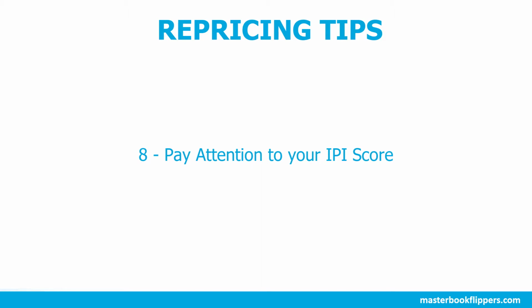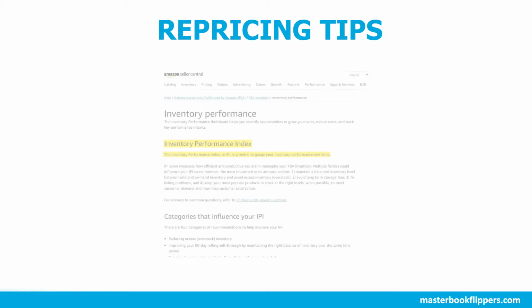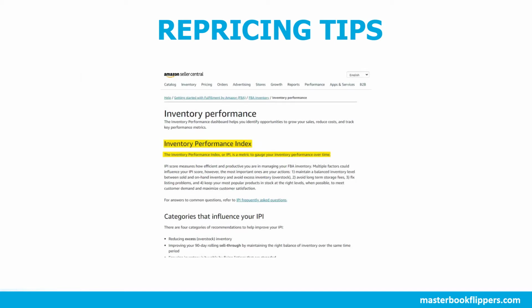And your final tip, tip 8, is pay attention to your IPI score. Now I'm not going to get into IPI score in detail in this video, but you may be wondering, why is he talking about IPI score? I thought we were talking about repricing tips. Well, the reason I mention your IPI score is because we can't all reprice the same way, even if we had the exact same books and bought them at the same price.